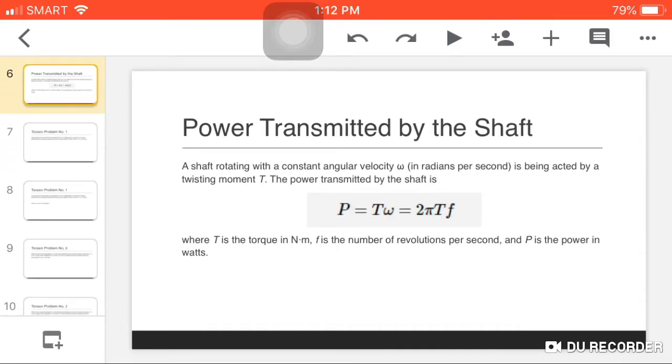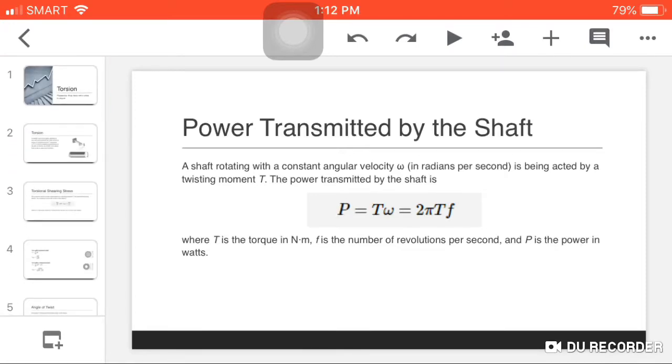Then next, for the power transmitted by the shaft, a shaft rotating with a constant angular velocity omega in radians per second is being acted by a twisting moment T. The power transmitted by the shaft is equivalent to P equals T omega, where T is the torsional moment and omega is the angular velocity, equivalent to 2 pi times T times f, where f is the number of revolutions per second and P is the power in watts.